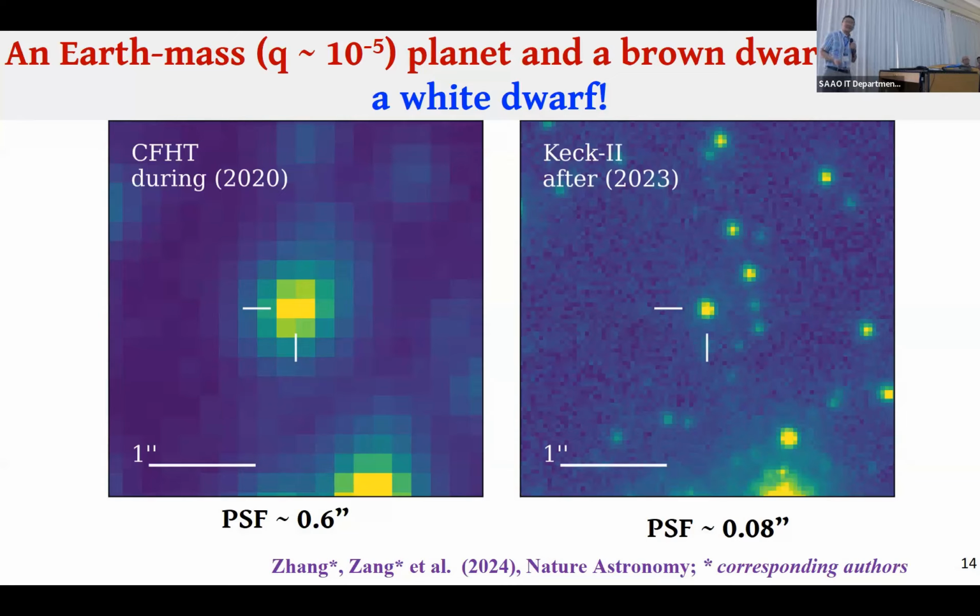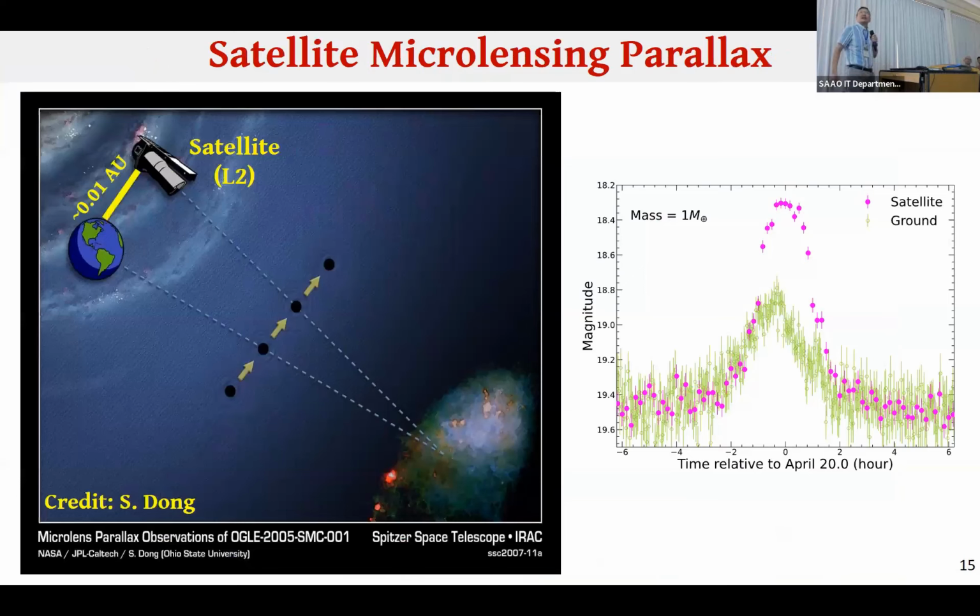So this planet is only of 2 Earth masses. So it's the first Earth-mass planet discovered around a white dwarf. So this is a very interesting publication in Nature Astronomy.